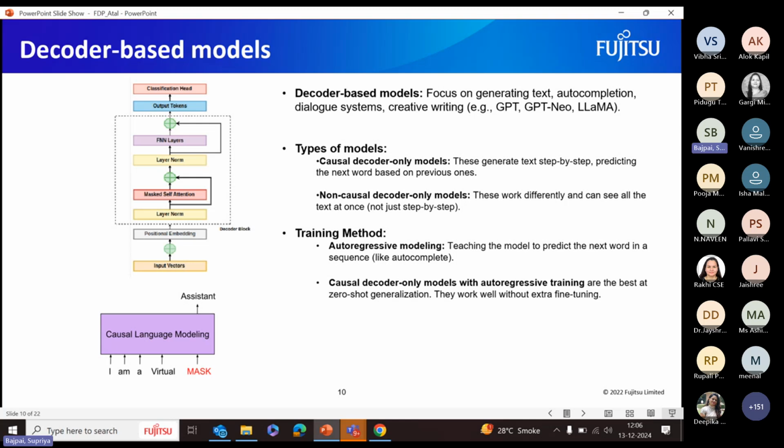And the non-causal decoder only models work differently. They can see all the text at once, meaning they don't just generate one word at a time in a sequence. In fact, they can consider the entire sequence of words, which can be useful for tasks like translation and summarization, where understanding the whole context is necessary. So they use bidirectional attention, similar to that, they can look at the left and right side, and then predict the sentence.